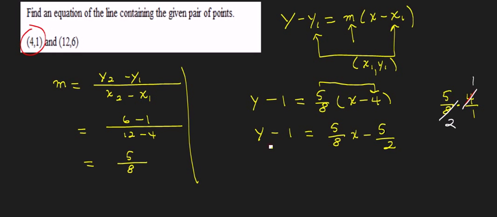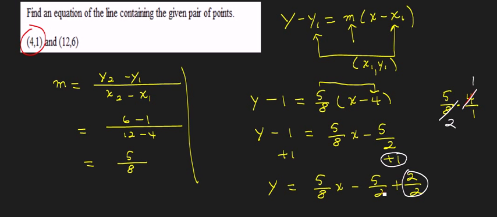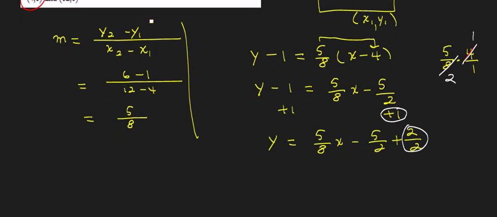Now we need to add 1 to both sides to get y by itself. So I have y is equal to 5/8 x minus 5/2 plus 1. Let's say plus 2 over 2, because we're going to add 1 to a fraction. We want to make that look like a fraction, and we need a common denominator.